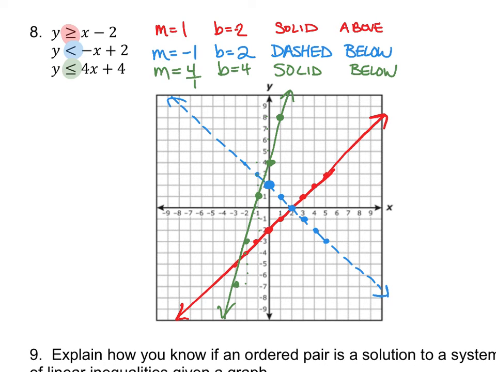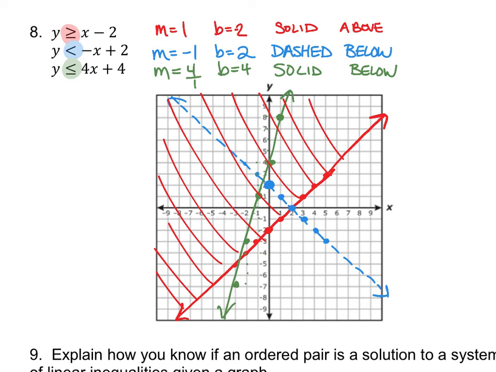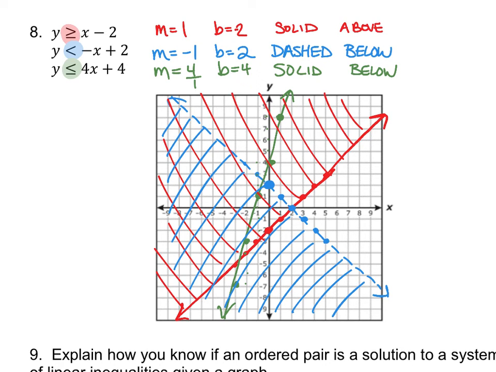Woo-wee! There's a system of equations because I've just drawn lines. Now it's time to shade. Here's where it gets messy, so be careful. For the first equation, the red solid line that goes through -2, we're going to shade in above that. For the blue line, which is dashed and goes through 2, we're going to shade in below that. For the green solid line, we're going to shade in below that, underneath it.